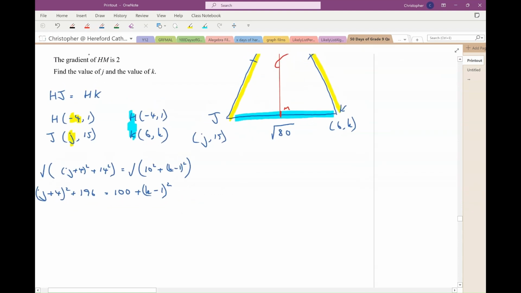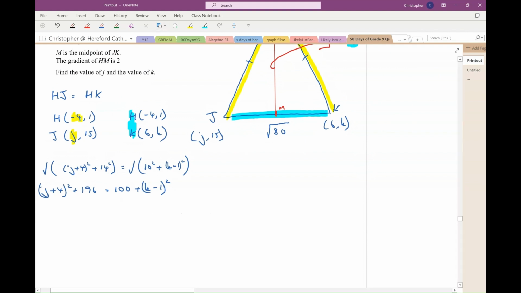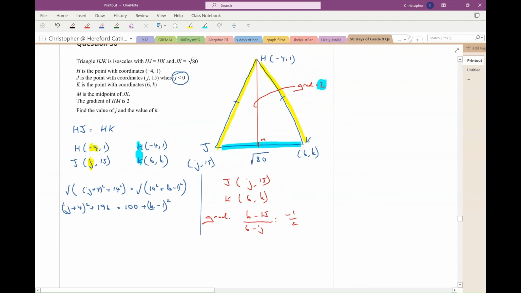Right, let's use the second piece of information now. Let's use the gradient information, shall we? So I know that I've got J, which is (j, 15), and I've got K, which is (6, k). So the gradient of JK is going to be the difference in the y's. So let's do the bottom minus the top. So (k minus 15) divided by (6 minus j), and I know that that equals minus a half, the negative reciprocal of the gradient of the line.